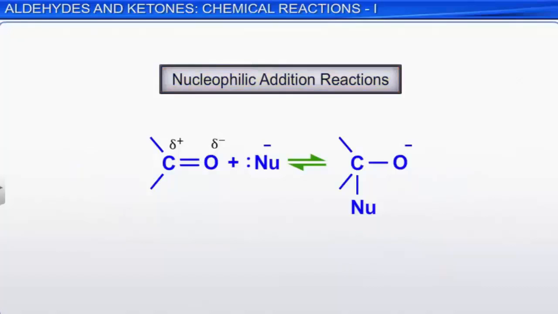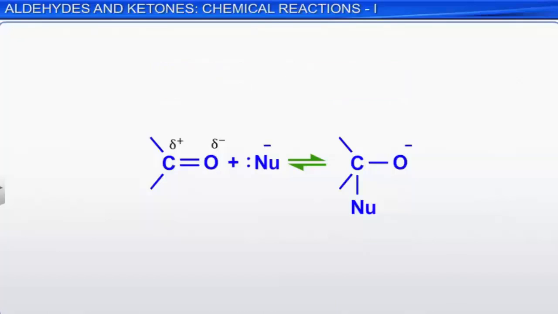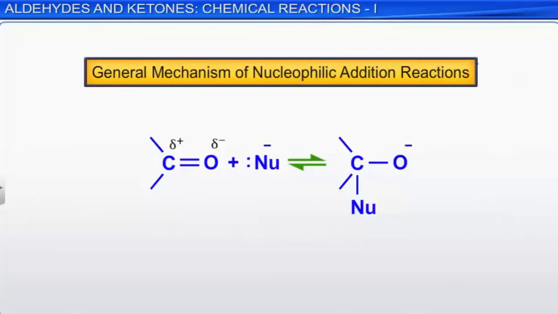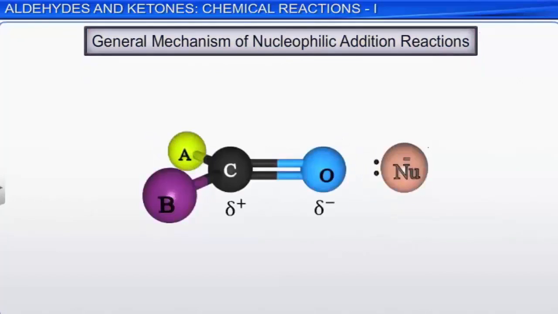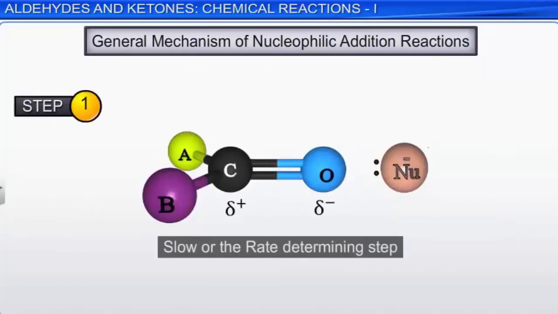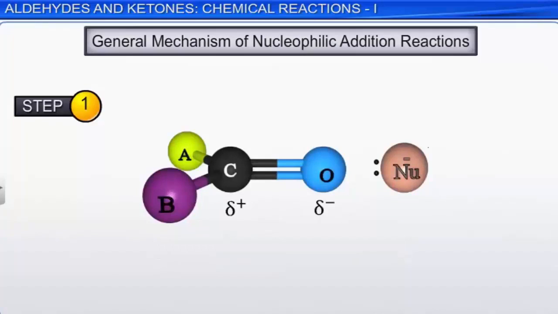Before we examine the different types of nucleophilic addition reactions, let us first understand the general mechanism of nucleophilic addition reactions. The first step is a slow, or rate-determining step, which involves the attack of a nucleophile on the electron-deficient carbonyl carbon. Since the carbonyl group is flat, it is liable to be attacked from above or below the planar carbon atom.